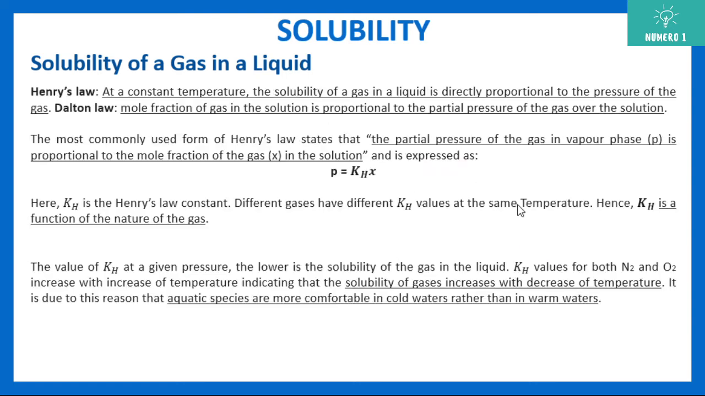Henry was the first person to give a law about this. What he said is, at a constant temperature, the solubility of a gas in a liquid is directly proportional to the pressure of the gas. Gas is more soluble if more pressure is applied.